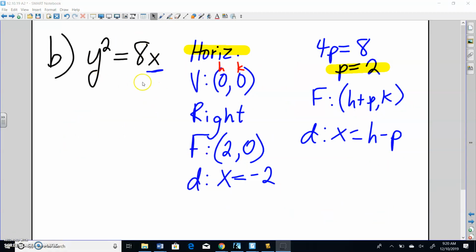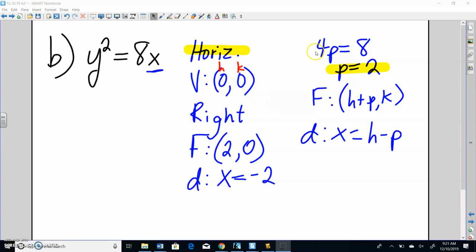Okay, for this equation, you can identify it as horizontal because the Y is being squared. And then to find the vertex, you're looking at the X first. What's being subtracted from X? And there's nothing, so that would be 0. Then you go to Y. What's being subtracted from Y? Nothing, so that is 0 as well. That gives us H and K to use with our focus and directrix later.